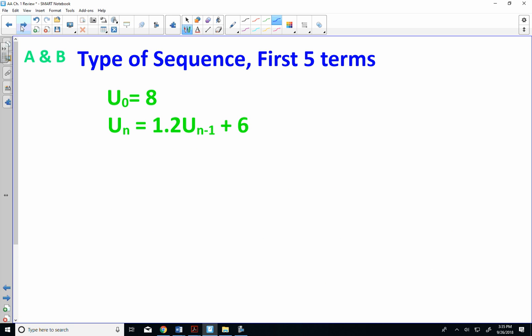All right, moving on to the next one here, type of sequence, and we have to list the first 5 terms. So this says u sub 0 is 8, u sub n equals 1.2 times u sub n minus 1 plus 6. So because we have this multiplying and this adding, it's two things, so it's not a geometric, it's not an arithmetic. It would be considered a shifted geometric sequence.